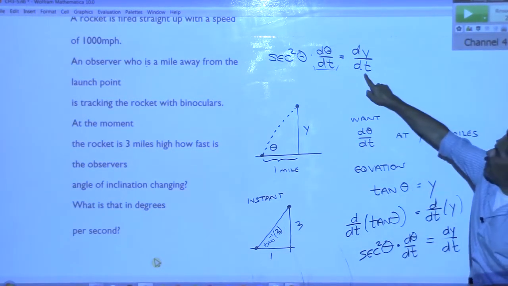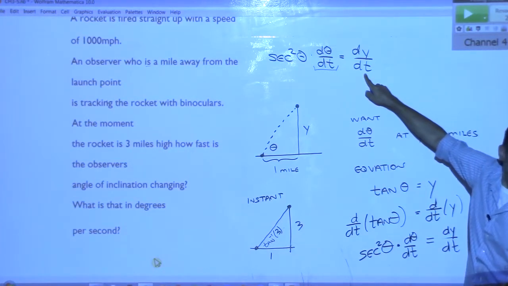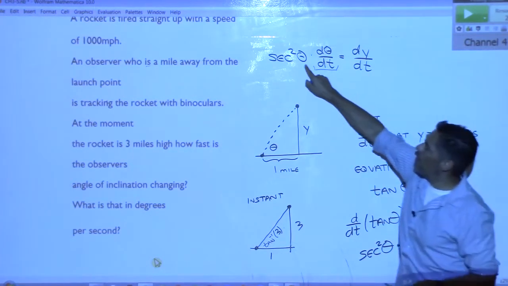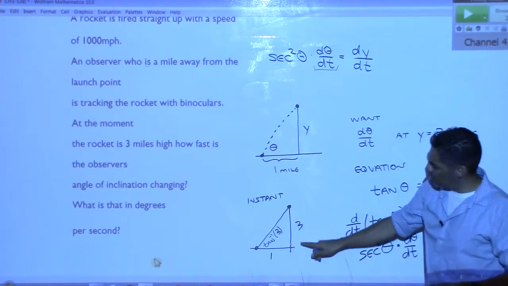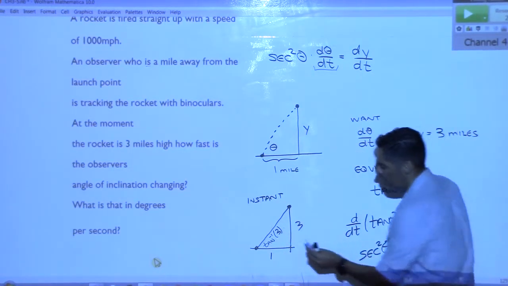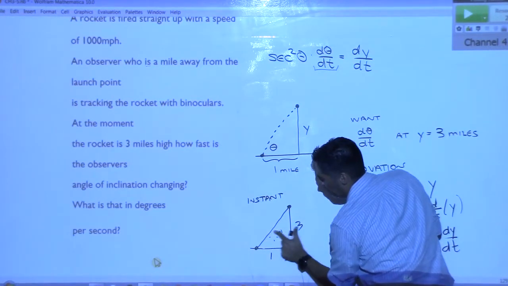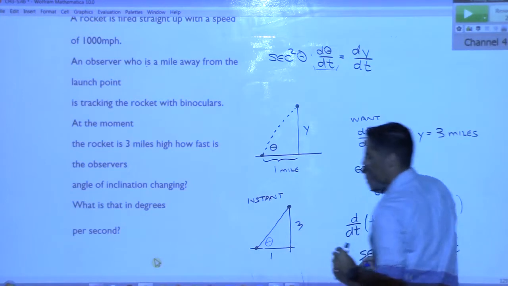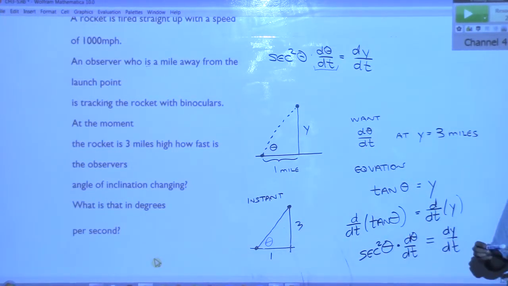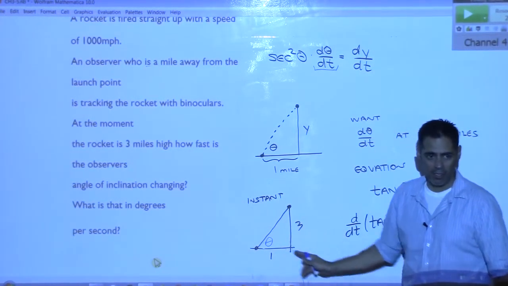Do I know dy dt? Yes, that was 1,000, wasn't it? Do I know theta? Well, I have to look at the instant in time. And so really, theta was this angle right here. Theta is here, right? So I don't actually know theta right away, do I? I have to go figure out what theta is. But I can do it. I can find the angle off this triangle.